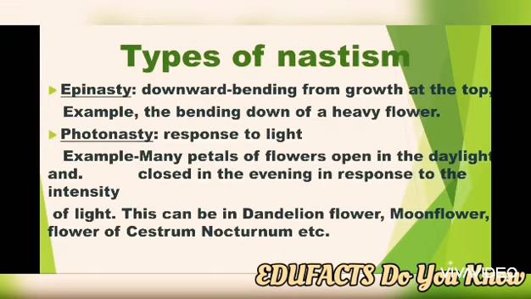After that, there are a number of types of Nastism. First one is Epinasty, downward bending from growth at the top. For example, the bending down of a heavy flower, which you have seen in your surroundings. And Photonasty, the second one, is a response to light. For example, many petals of flowers open in the daylight and close in the evening in response to the intensity of light. This can be seen in dandelion flower, moonflower, flower of Cestrum nocturnum, etc.